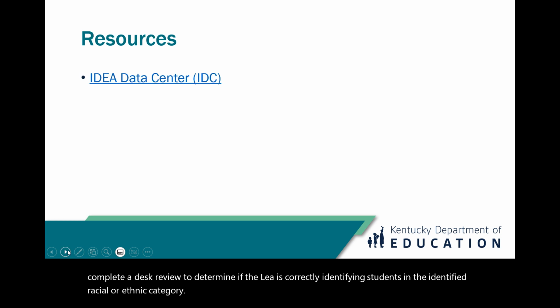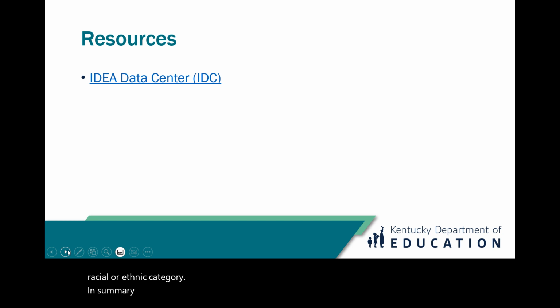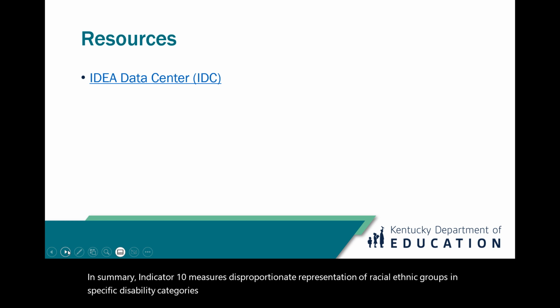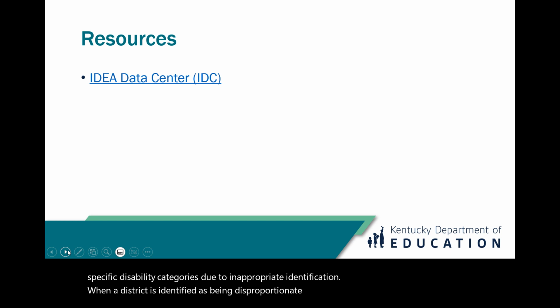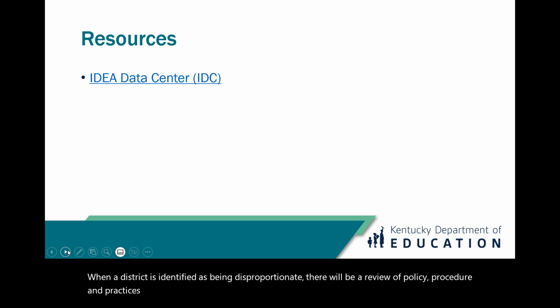In summary, Indicator 10 measures disproportionate representation of racial, ethnic groups in specific disability categories due to inappropriate identification. When a district is identified as being disproportionate, there will be a review of policy, procedure, and practices to determine whether the disproportionate representation was due to an inappropriate identification.